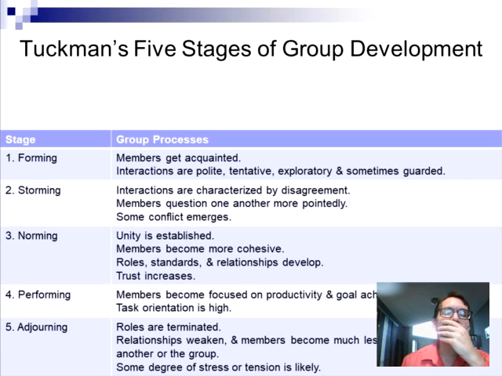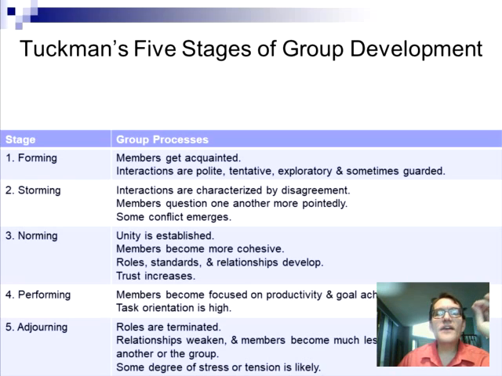Tuckman developed 5 stages about how groups develop. When 5 individuals are placed together, they don't instantly become a group, okay? They have to develop a group. And it goes through 5 stages. In the first stage, forming, people are polite. It's usually small talk, just get acquainted.